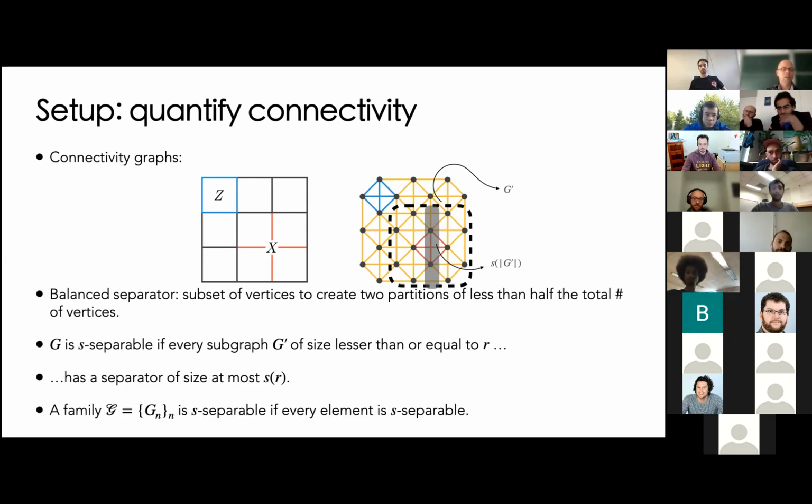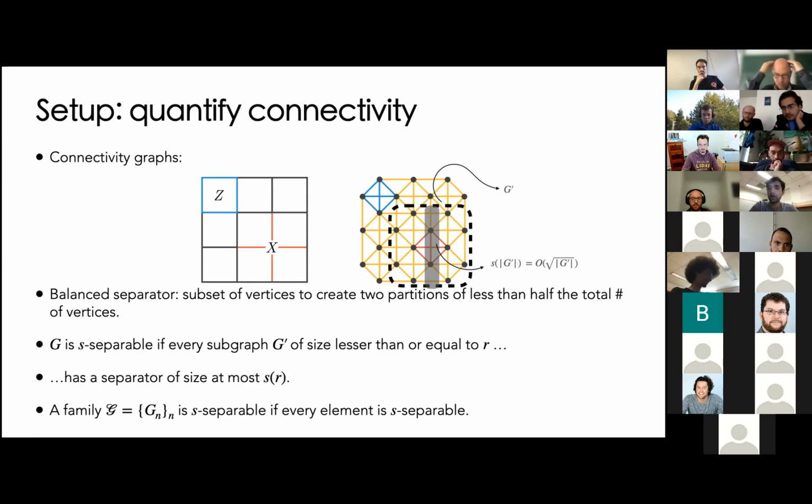All right. If anyone else has questions, please feel free to interrupt. Anyway, we're going to say that an entire family is S-separable if every element of that family is S-separable. Sorry if I didn't catch it, but is R allowed to depend on S or the other way around? R is just some parameter. I say I'm going to fix some number R. S is itself a function.